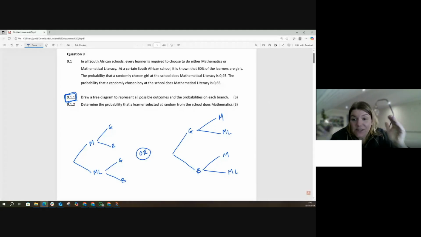So now we can start putting in some information. So let's see, at a certain school, it's known that 60% are girls. So that means you can just say 60%, or you could say 6 over 10, or you could say 60 over 100, and 40% are boys. Nice. Okay. Good progress.